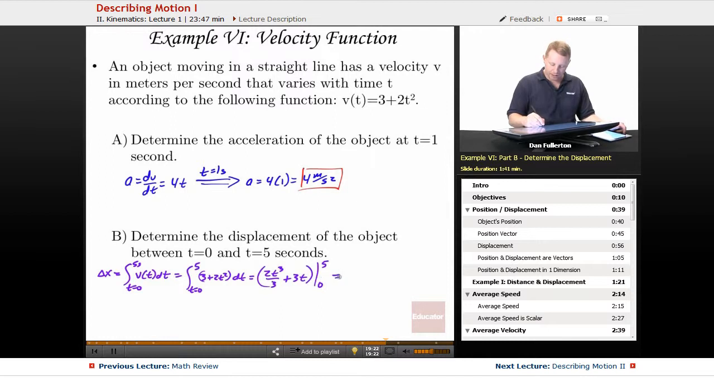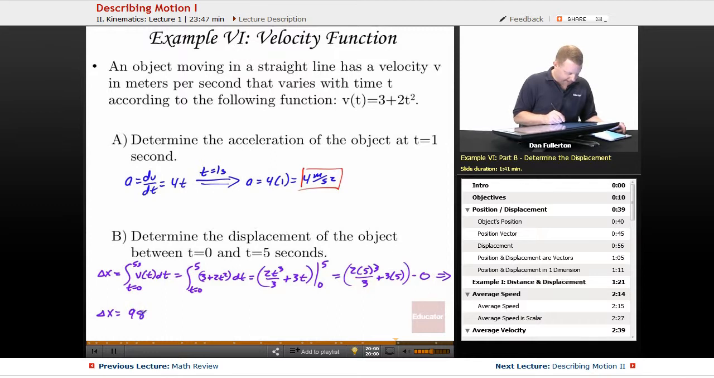And remember what this means. That means we're going to plug the 5 in for the t's first. So we would get 2 times 5 cubed over 3, plus 3 times 5, minus, and now we plug the 0 in there, but 0 cubed plus 3 times 0 is still going to be 0. So what I come up with here is delta x is going to be 5 times 5 is 25 times 5, 125 times 2 is 250 divided by 3 plus 15 is going to give us about 98 meters. There we go, the displacement of the object between 0 and 5 seconds.